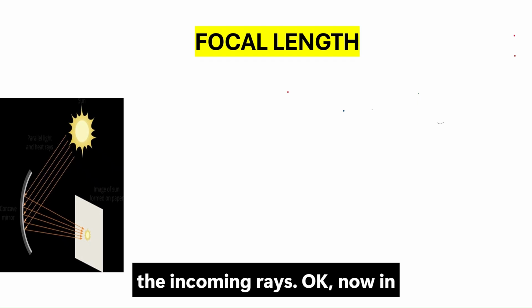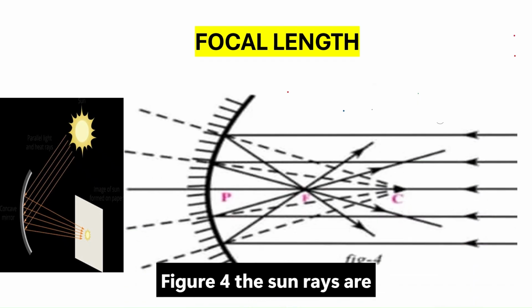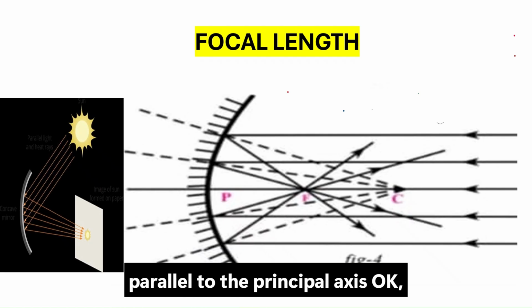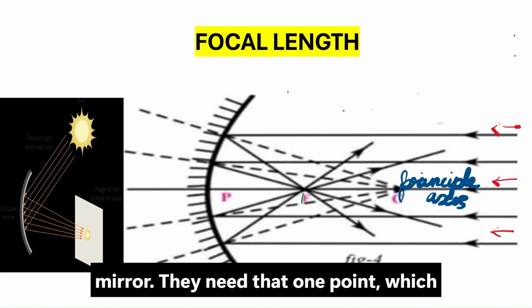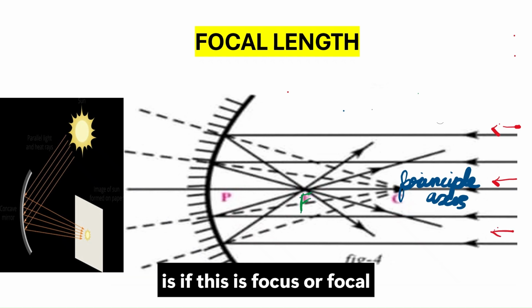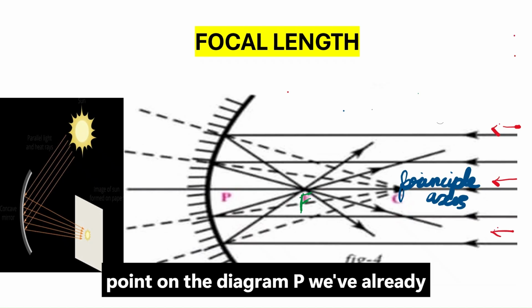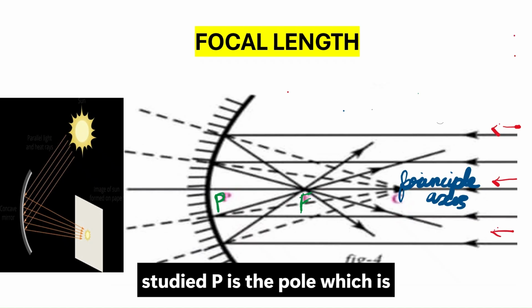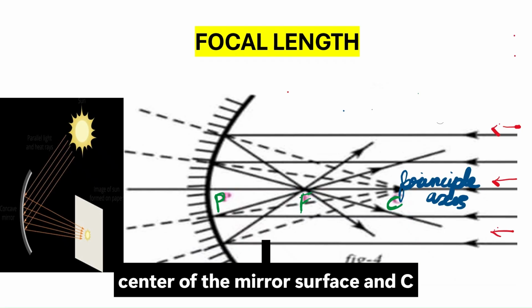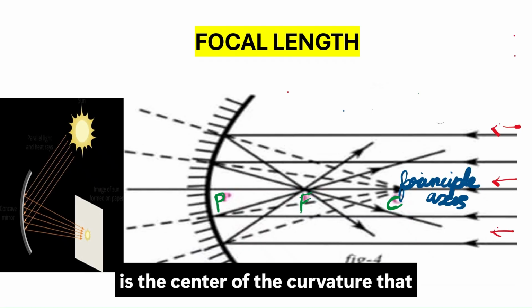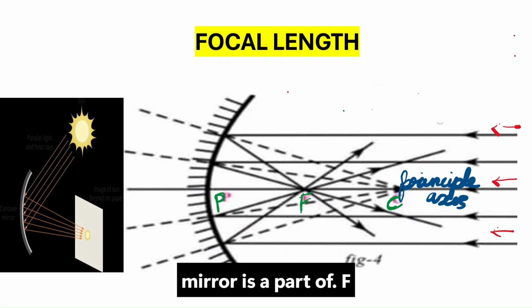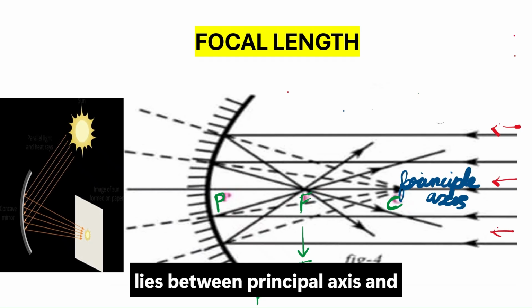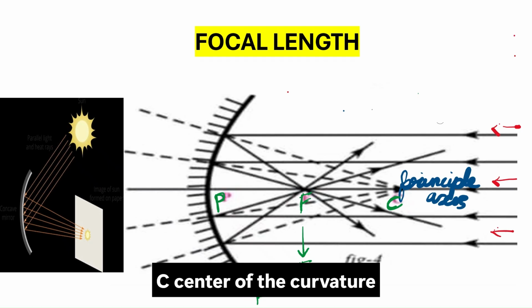Okay. Now in figure 4, the sun rays are parallel to the principal axis. But after reflection from the concave mirror, they meet at one point, which is F. This is focus or focal point on the diagram. P, we've already studied. P is the pole which is center of the mirror surface, and C is the center of the curvature, that is the center of the sphere the mirror is a part of. F lies between P and C, center of the curvature, as shown. Moving to page 5.